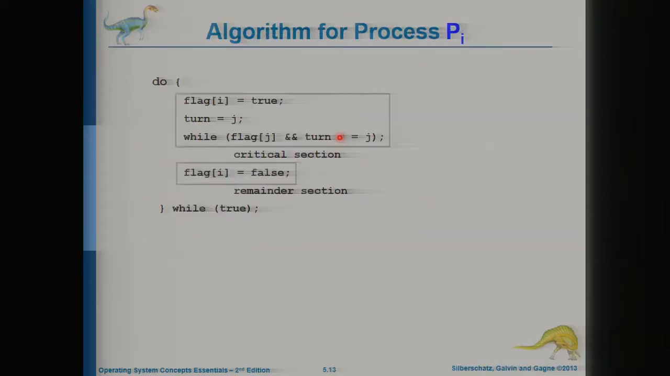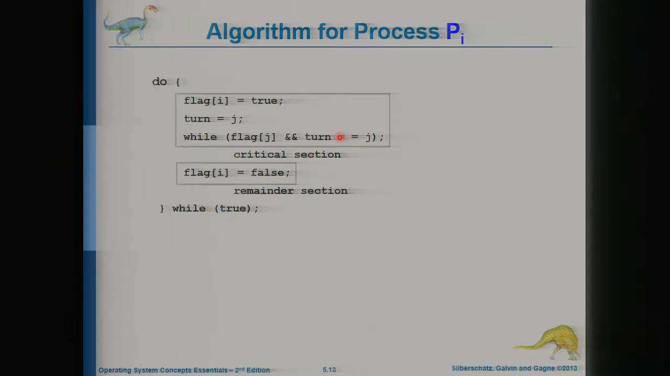So let's understand this algorithm. This is the algorithm. I have already explained this algorithm in the last class. Here i and j are two processes. This is the ith process's algorithm. Similarly, you can write the jth process's algorithm. Wherever there is i, you write j, and wherever there is j, you write i. That is the jth process's algorithm.